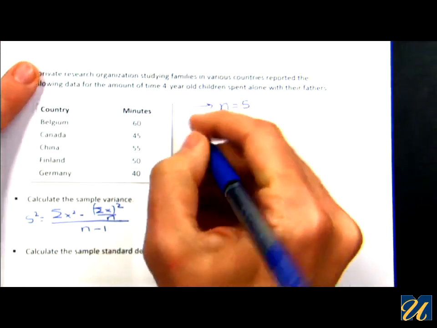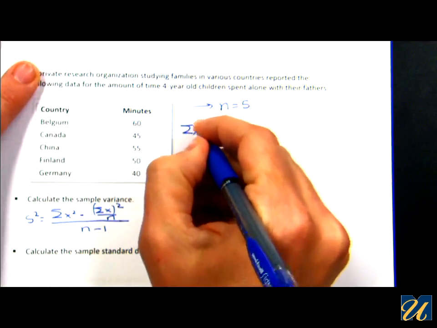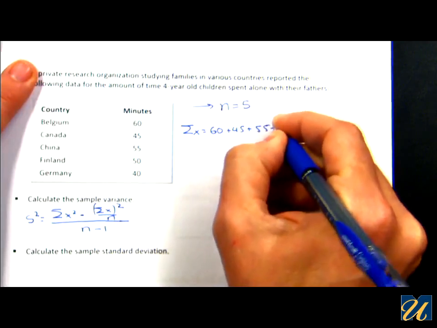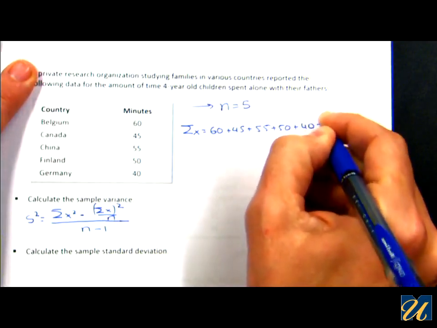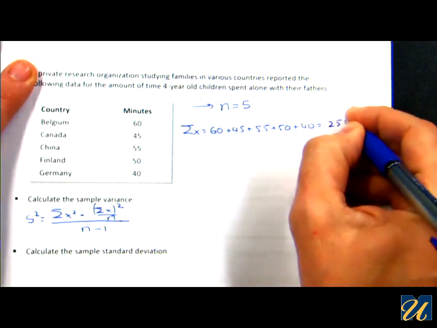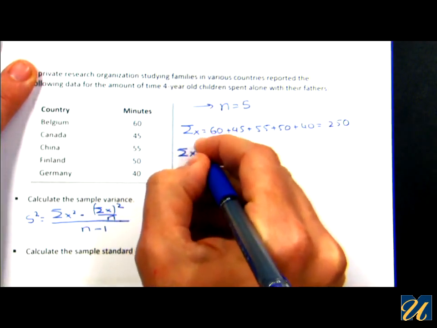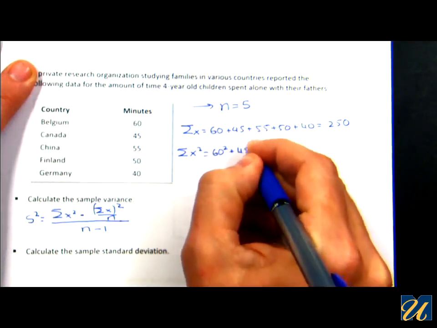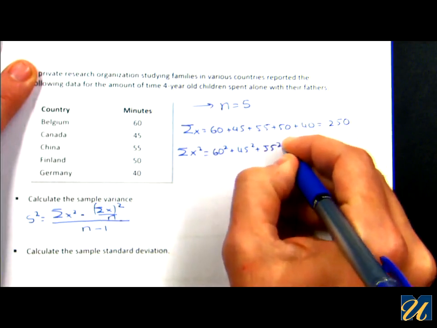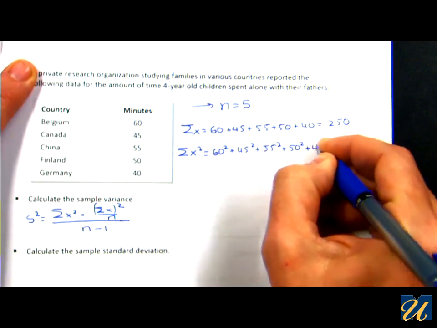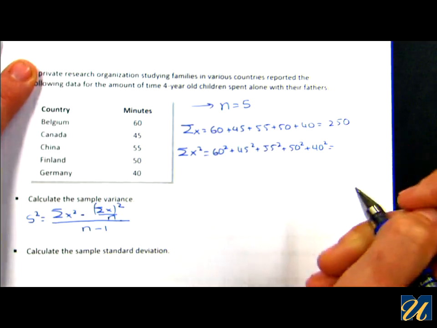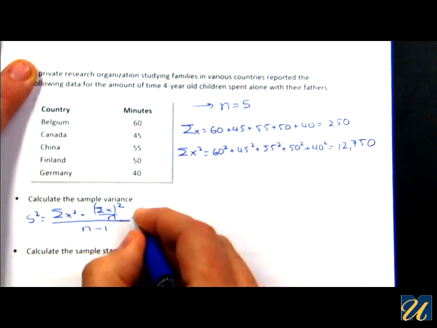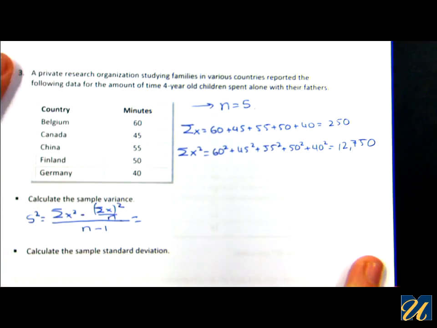So the first thing we do is we find the sum of all the entries: 60 plus 45 plus 55 plus 50 plus 40. The sum of all the entries is 250. And then we take the sum of all the squared entries, which means 60 squared plus 45 squared plus 55 squared plus 50 squared plus 40 squared. And this will be equal to 12,750.